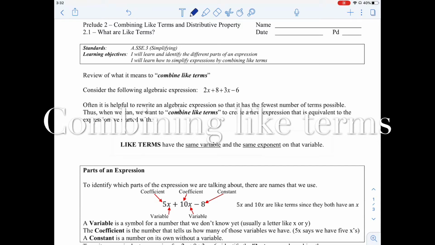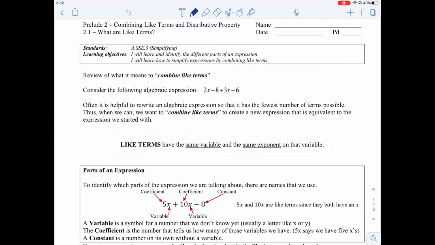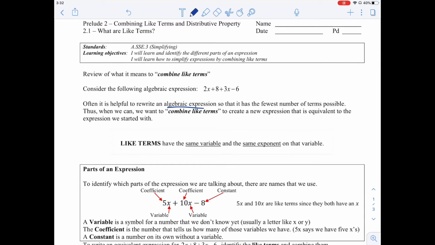Okay, we're starting 2.1. A quick video on a review of how to combine like terms. Here we go. So it's often useful to write algebraic expressions with the fewest number of terms possible, because then it'll be simpler. So we can combine like terms, we call it, right?